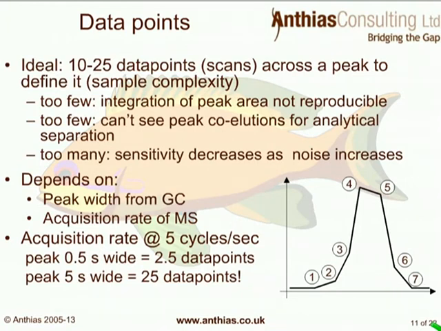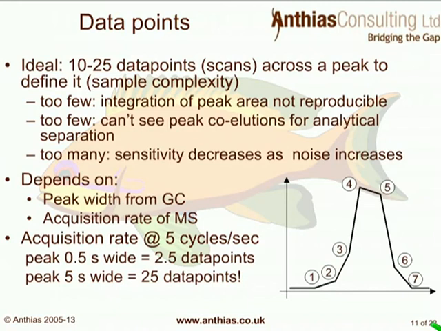So if we have too few data points, integration of the peak area is not reproducible, and we might not be able to see any peak coelutions if we want to use analytical separation. If we get too many data points across the peak, we get quite a noisy peak, and that reduces our sensitivity. So how many data points across the peak depends on what you want to do. Typically it would be between 10 and 15 for qualitative analysis and 15 and 25 for quantitation, where we want to measure the peak area.